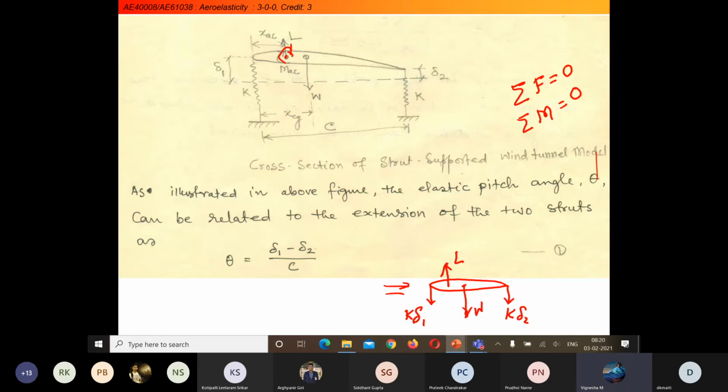Both these springs will be trying to arrest that lift, or one spring will be arresting it and the other spring will be assisting it, sir? No, no, no, it will be combined.